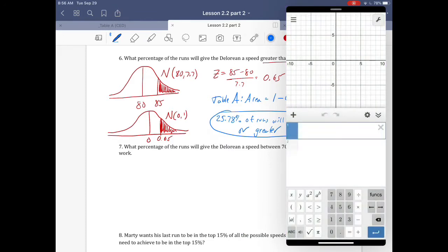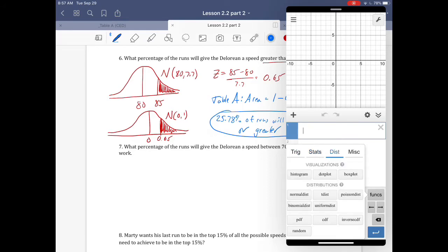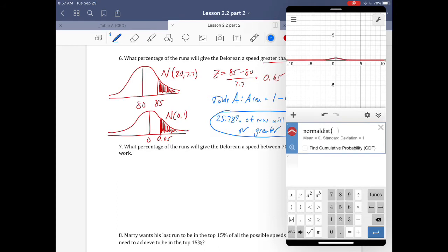What you'll have to do is go to functions, and surprisingly, not stats, but distributions. And what you'll want to hit is normal distribution. And notice it is mean of 0 and standard deviation of 1. So what you'll want to do is check this here, CDF, cumulative probability, cumulative density function.